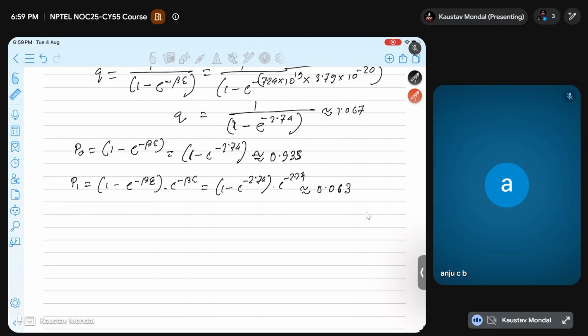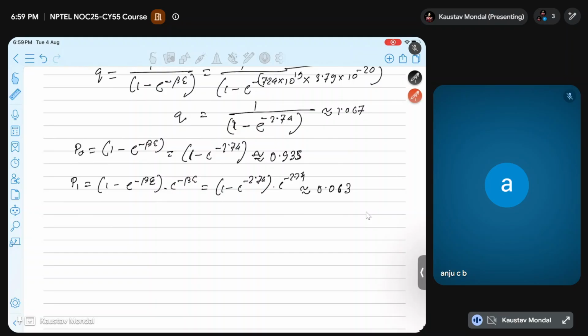This numerical value is quite a bit higher than in the previous two cases, where the population fraction was on the order of 10 to the power minus 4 or 10 to the power minus 5. Compared to that, here we see a significant amount of particles in the first excited state.